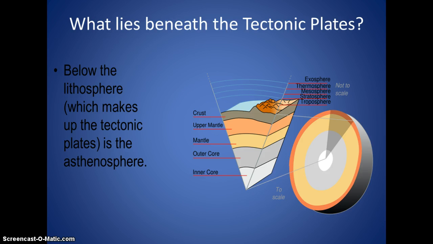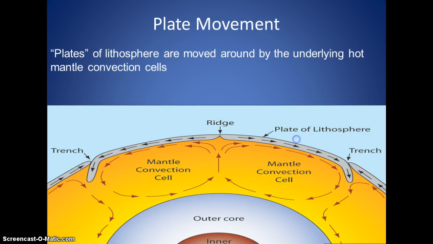What lies beneath the tectonic plates? Below the lithosphere, which makes up the tectonic plate, is the asthenosphere. The asthenosphere is part of the upper mantle, and it's so hot that it is about 1% liquid and 99% solid. This liquid, usually at the junction of the crystals, allows it to flow, which is why astheno means weak. Beneath the asthenosphere is the rest of the mantle, which is completely solid, but can also flow on a geological time scale because of the intense pressures involved.